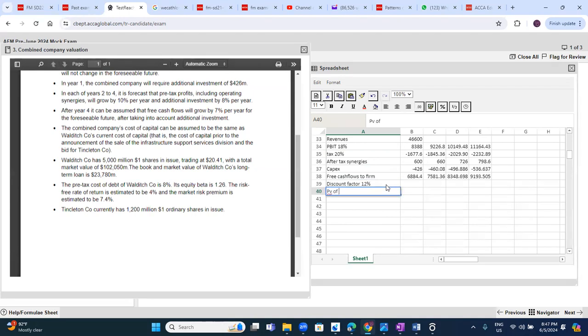Okay. Present value of first 4 years. Apply the formula NPV, bracket start, 12%, comma, select all cash flows from year 1 to 4. This is the present value of first 4 cash flows. Then present value of cash flows after year 4. Considering that growth is now 7%. Growth is now 7%. You can write this above.